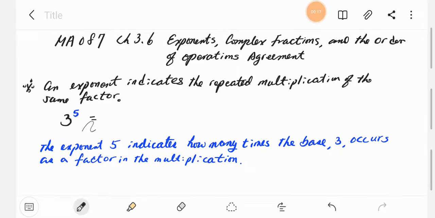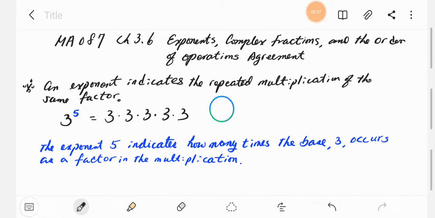This is 3 to the 5th power. This is how we read it. The exponent indicates the repeated multiplication of the same factor, which means the exponent is 5, so the base 3, because the base is 3, is multiplied 5 times. 1, 2, 3, 4, 5. So the exponential form indicates the exponent 5 means the base 3 is multiplied 5 times.